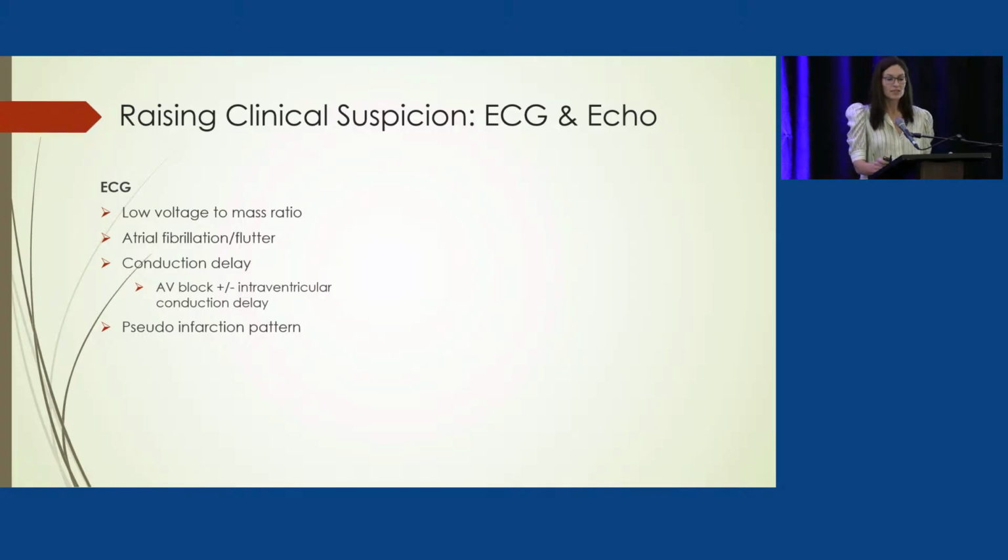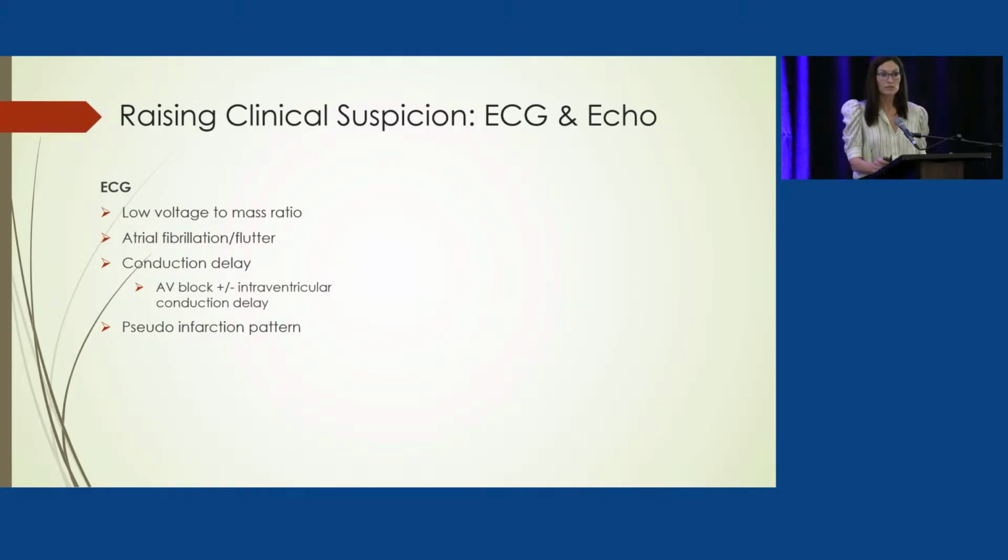So you have to have a pretty high level of suspicion if you're going to think about diagnosing ATTR or AL cardiac amyloidosis. And the first thing people often think about is an ECG. They think about low voltage. But low voltage is not a very sensitive marker. It's only found in about 25 to 40% of patients with cardiac amyloidosis. A more sensitive marker is voltage to mass ratio. And this can help differentiate between cardiac amyloidosis and patients with other causes of increased LV wall thickness, like hypertensive heart disease or hypertrophic cardiomyopathy.